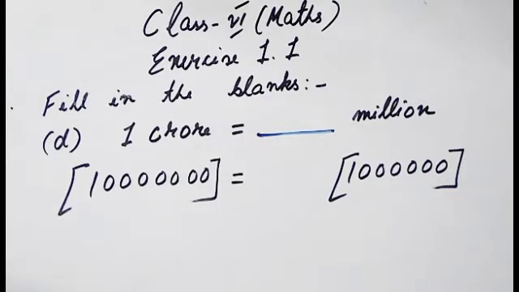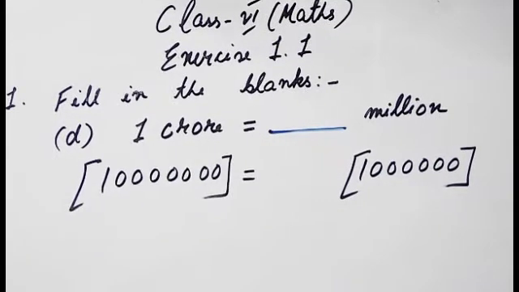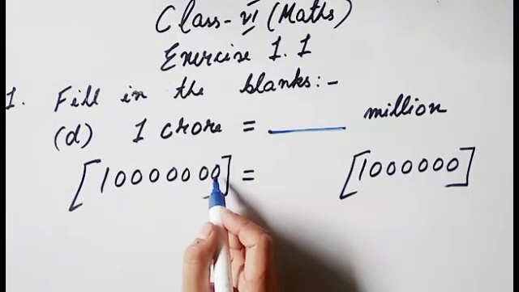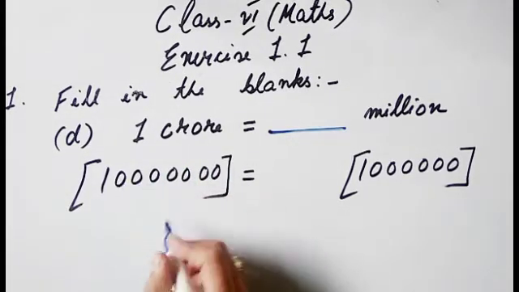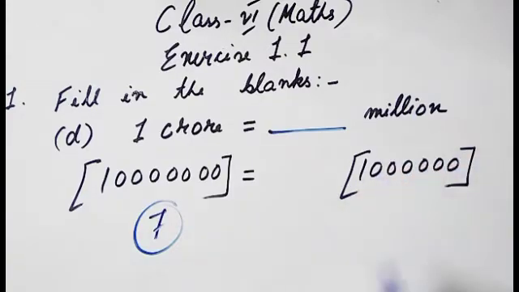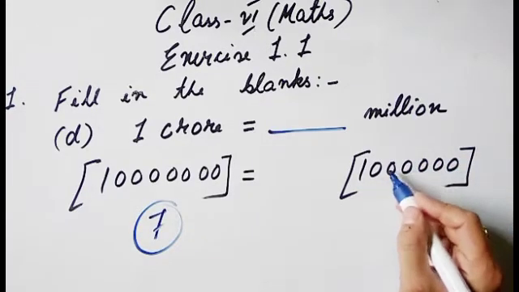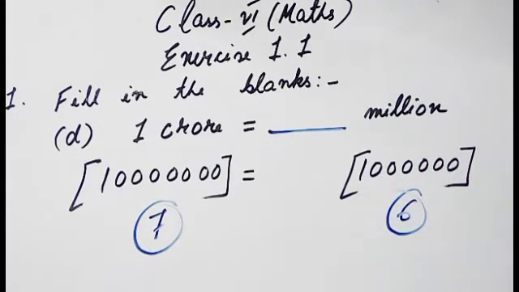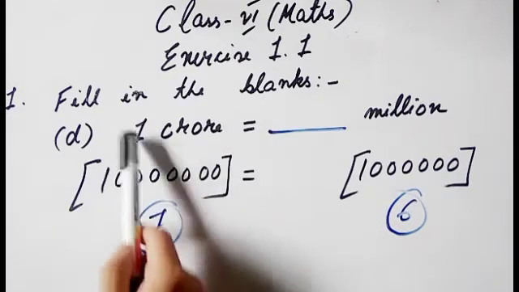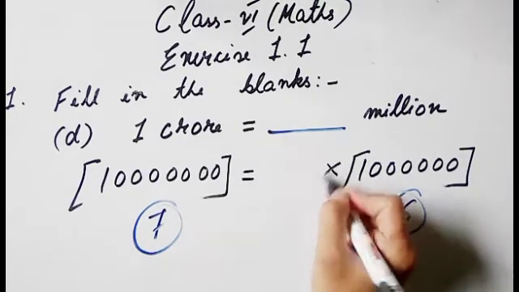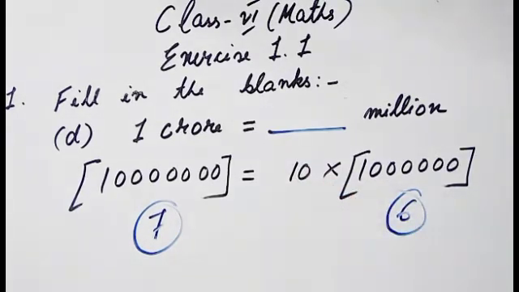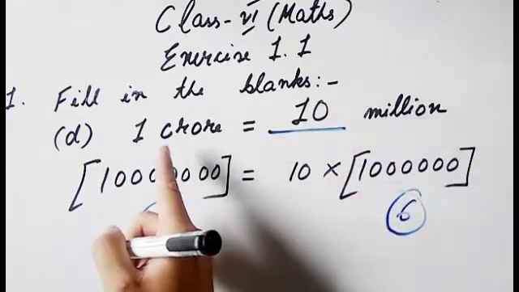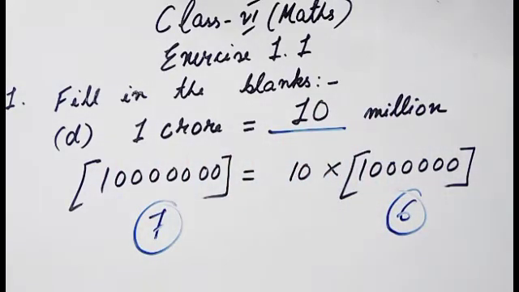Right? So let us count. Our next step will be to count the number of zeros. So in 1 crore there are 1, 2, 3, 4, 5, 6, 7 zeros. In 1 million there are 1, 2, 3, 4, 5, 6 zeros. Right? So we need 1 more zero in million in order to be equal to 1 crore, right? So this million will be multiplied by 10. So our answer will be 1 crore equals 10 times of 1 million. Understood, students? One more question left.